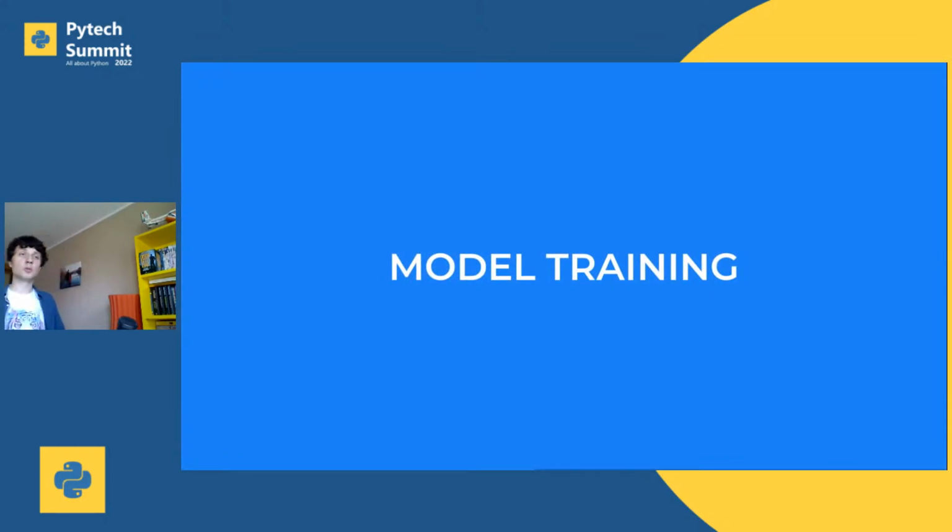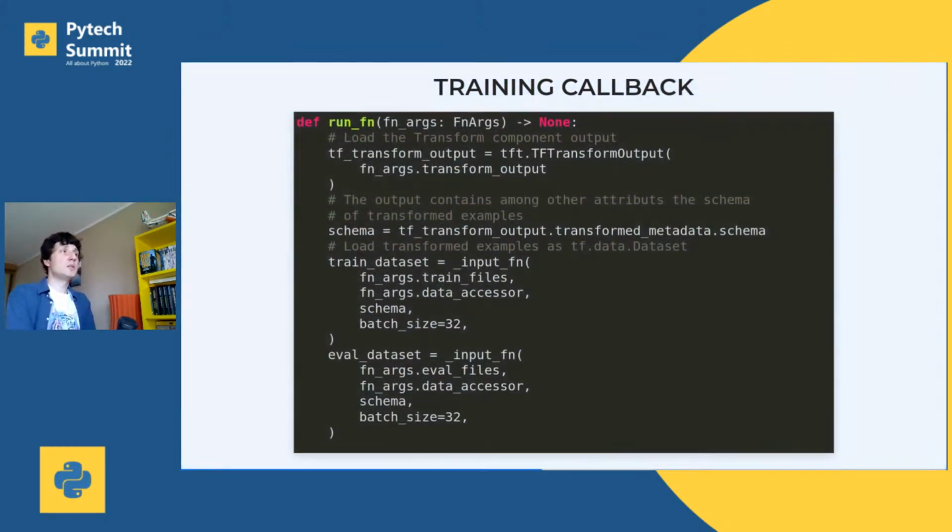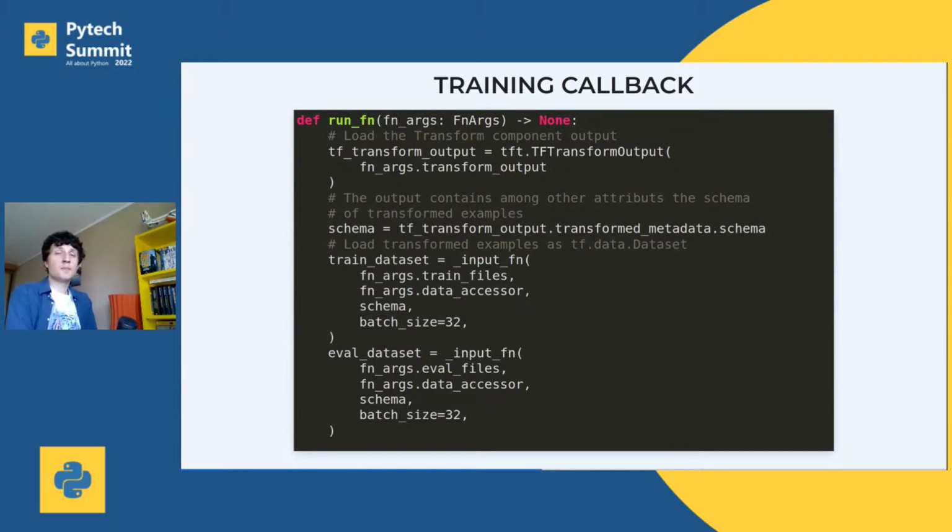Then we can proceed to model training. This is a TFX model training callback. It's also rather standard Keras or TensorFlow 2 way of doing things. Only that the parameters you're going to use are all wrapped in this function arguments parameter. First thing we want to do in this callback is load the pre-processing logic that we created in the previous step. We load this from the function arguments. We can also load the schema of the transformed samples. Then we can prepare the data sets.